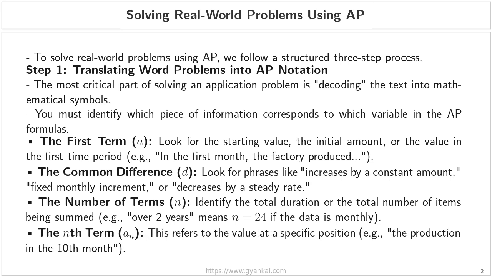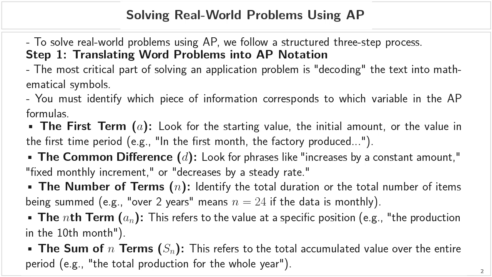Fourth, look for the nth term, written as a sub n. This refers to the value at one specific, particular position in the sequence. For instance, if the problem asks about the production in the 10th month, it is asking you for a sub 10. Finally, identify the sum of n terms, which we denote as S sub n.